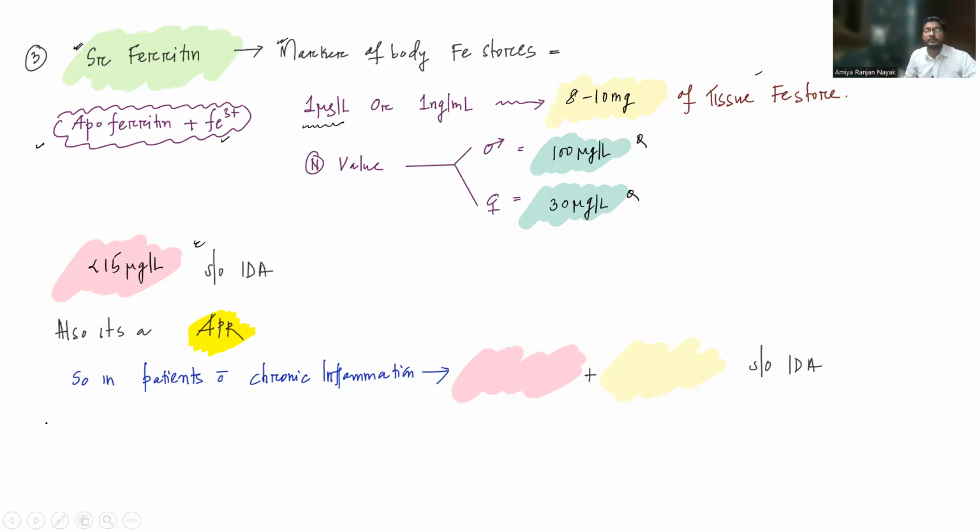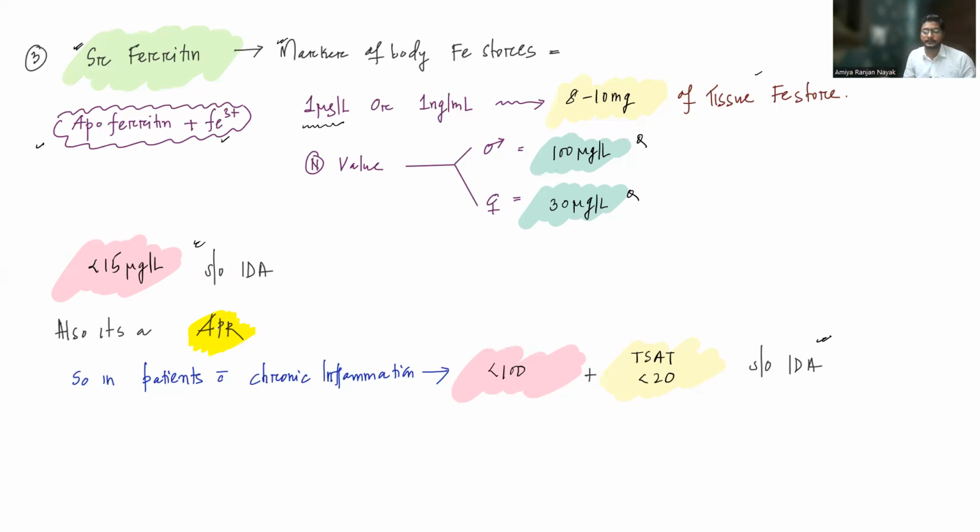So in patients with chronic inflammation, the targets for iron deficiency are slightly higher. If ferritin is less than 100 plus transferrin saturation of less than 20, this suggests iron deficiency anemia. We'll discuss anemia of chronic disease, which is usually seen in patients with chronic inflammation.